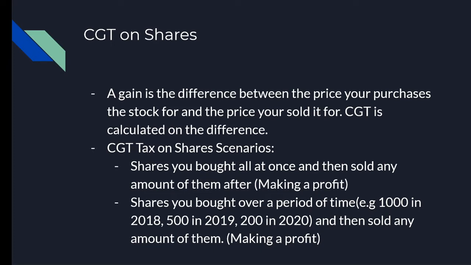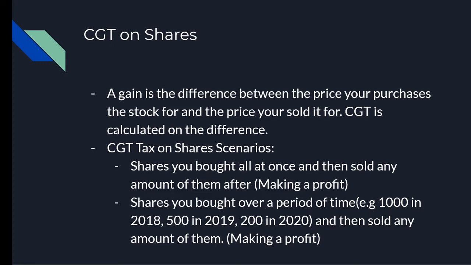Shares you bought all at once, and then you sold any amount thereafter. So basically, you bought 500 shares of company X, and then you sold, let's say, 500. You sold all your shares, and sold them for a profit the year after. The other more complicated version of this is shares you bought over a period of time. So, for example, imagine you bought 1,000 shares in company X in 2018. You bought 500 shares in 2019, and then you bought 200 shares in 2020. Then you sold any amount of them, making a profit. That's where things get a bit more complicated, right?